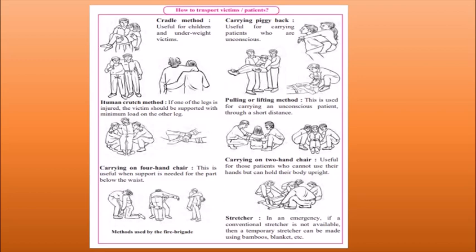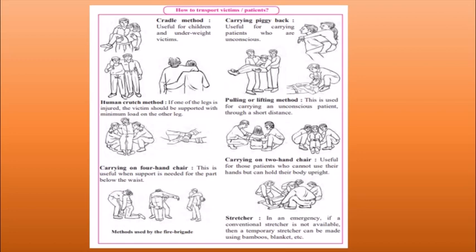Now, in any disaster or any kind of accident, care should be taken while transporting the patient, because if proper transportation is not done, then the harm could extend. So there are various methods which are followed. For example, the cradle method. In this method, children and underweight victims can be carried, forming a cradle. Then we have the piggyback carrying method, in which the victim is carried on the back.